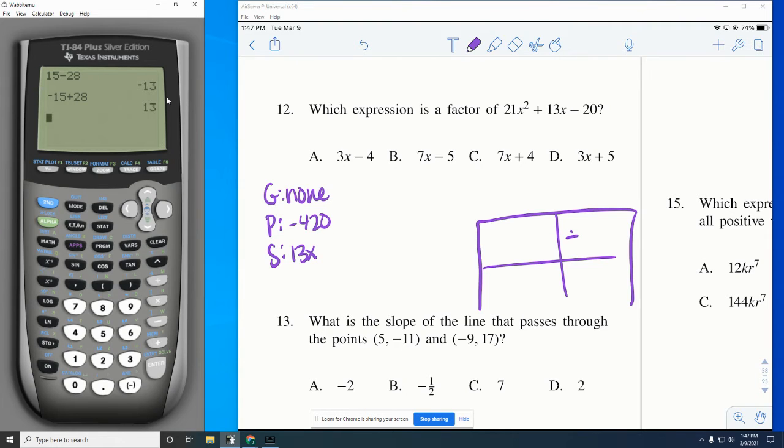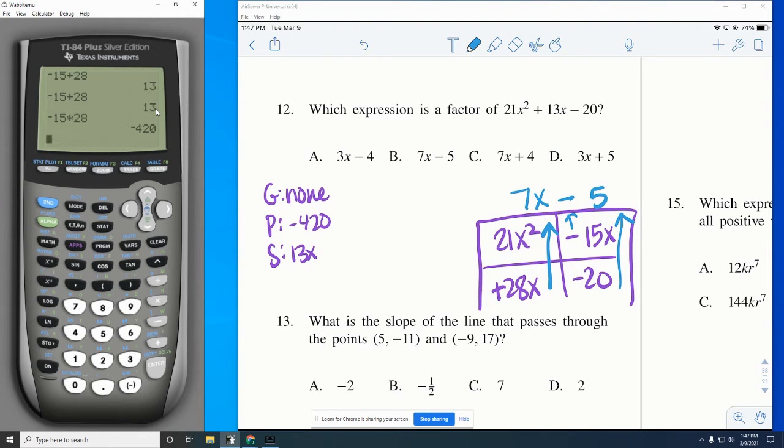So I'm going to use -15 and +28. And then first term and last term, okay? So again, -15 and +28 would add to 13. -15 times 28 would multiply to that -420. So now I'm taking out my GCFs. 21 and 28 share a 7 and an x. 15 and 20 share a 5, and it's going to be negative because the number on the outside is negative. And that is one of my factors, which is answer choice B.